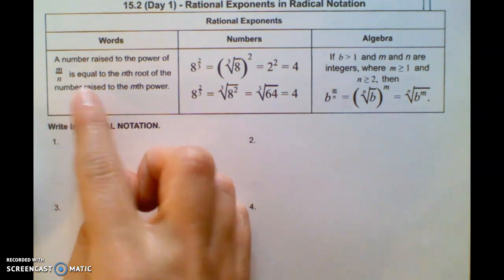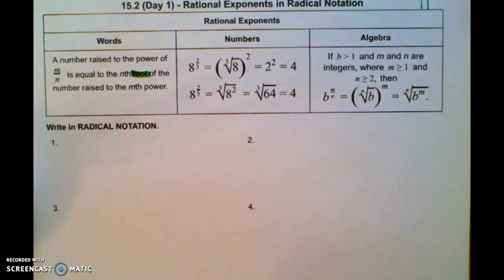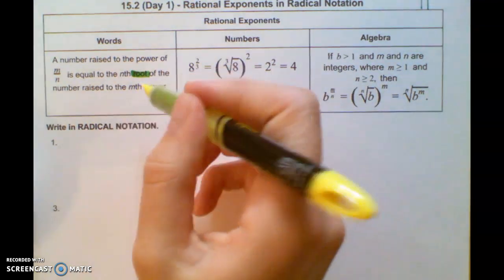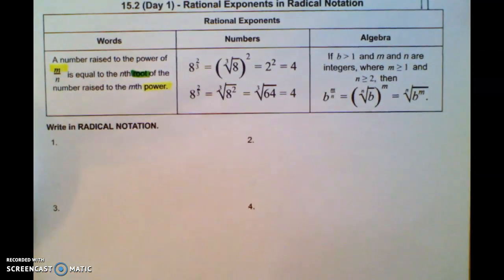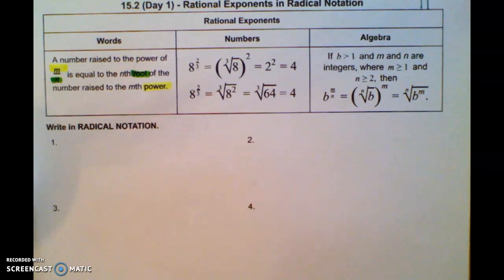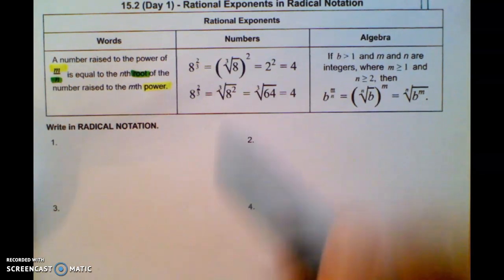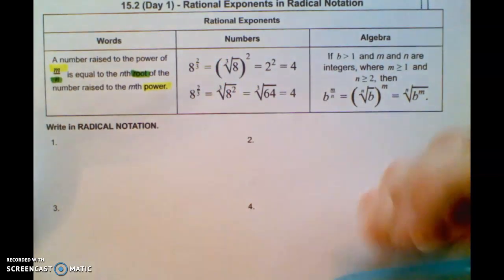And that is equal to the nth root of the number raised to the mth power. So notice that mth power is on the top, the nth root is on the bottom. And again, I'll show you a way to remember that. So with numbers, if we have 8 to the 2/3, 8 to the 2 over 3.